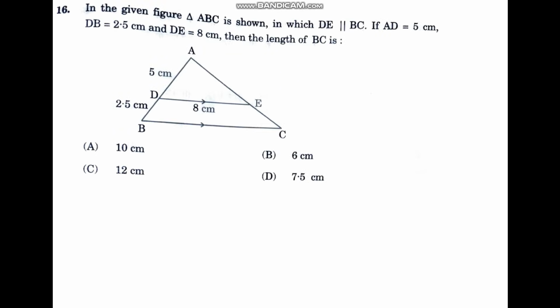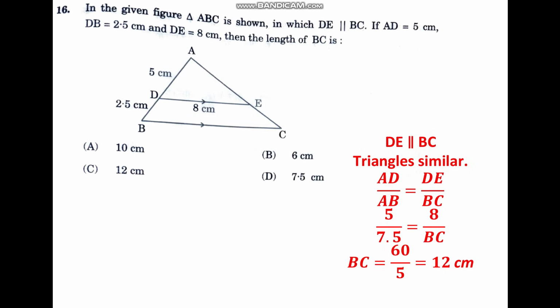Question number 16. You can see that it is given that DE is parallel to BC. If DE is parallel to BC, we can say that both triangles are similar. Why? Because angle D will be equal to angle B and angle E equal to angle C by corresponding angles. Corresponding angles are equal between parallel lines. So by the AA similarity criterion, triangle ADE will be similar to triangle ABC.